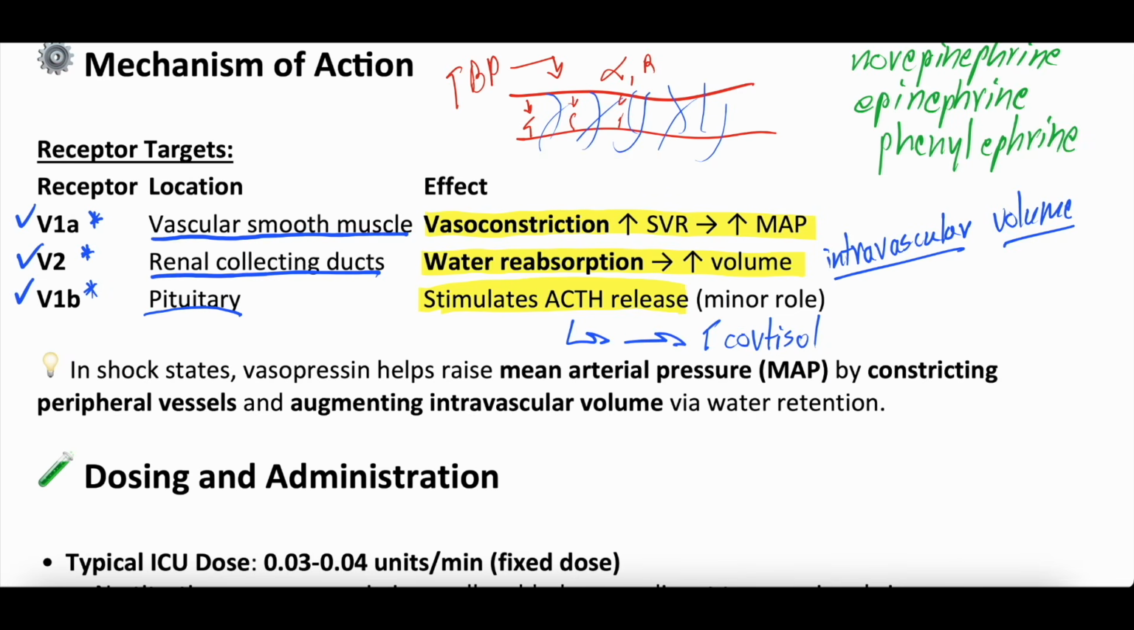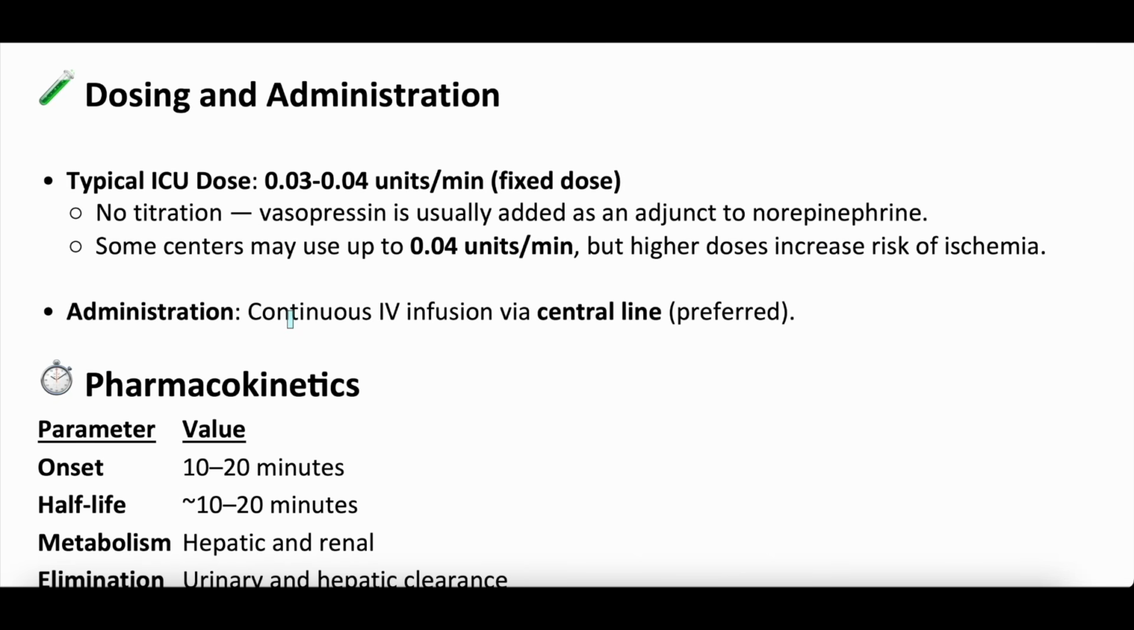So in shock states, vasopressin helps raise the mean arterial pressure by constricting peripheral blood vessels through that V1A receptor and augmenting intravascular volume via water retention via that V2 receptor. All right, so non-adrenergic, non-catecholaminergic pathways. How do we dose vasopressin? How do we administer it? Well, typically in the ICU, vasopressin is statically dosed. All right, so you put it at 0.03 or 0.04 units per minute fixed dose. It is not titratable.